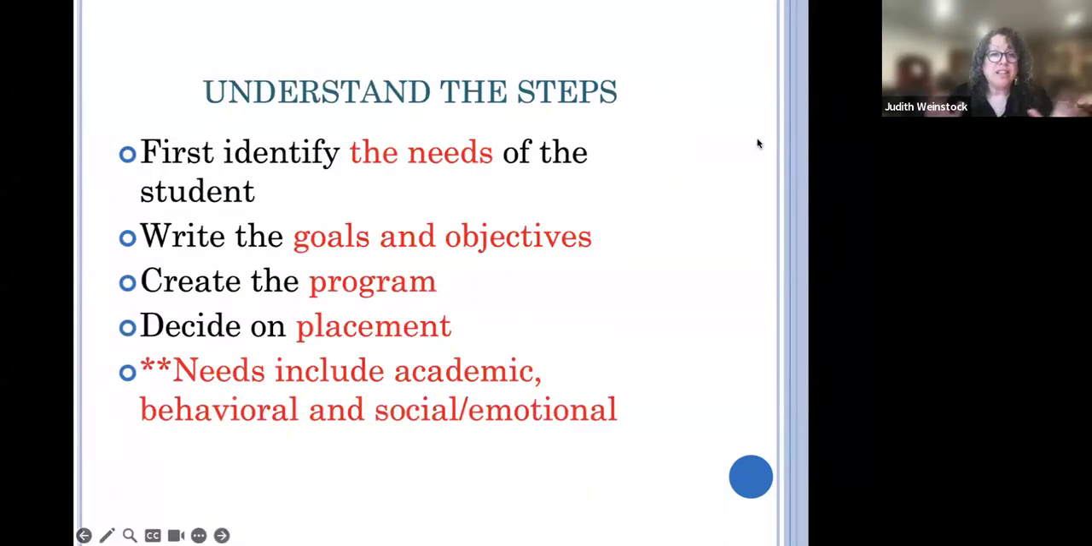So just to get a basic idea of understanding the steps. The first thing is to identify the needs of the student, which is what the evaluation process is all about, which becomes the PLAFs. The second is to write the goals and objectives so that we can address the child's needs and so that they can make meaningful progress. And then the second part is to create the program: what are we providing the child so that they can meet those goals and objectives. And then a decision on placement. What kind of least restrictive environment can the child make meaningful progress in?